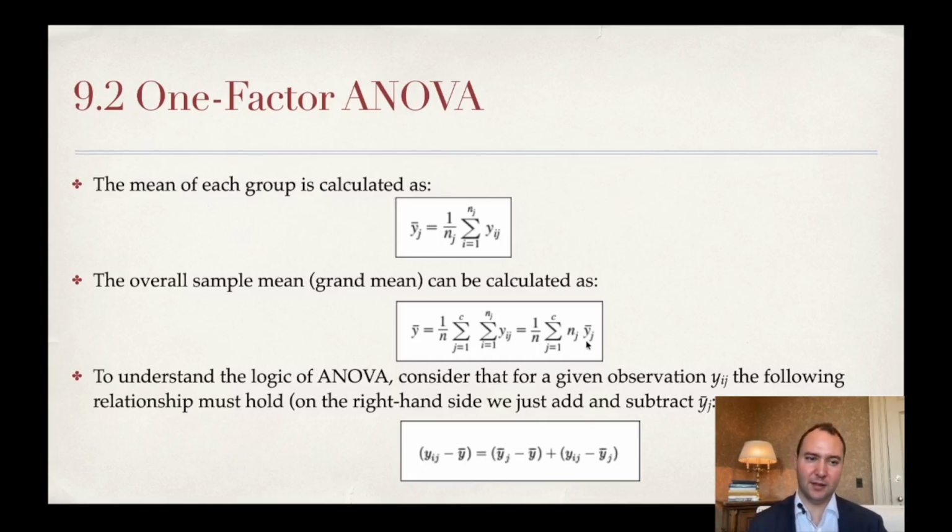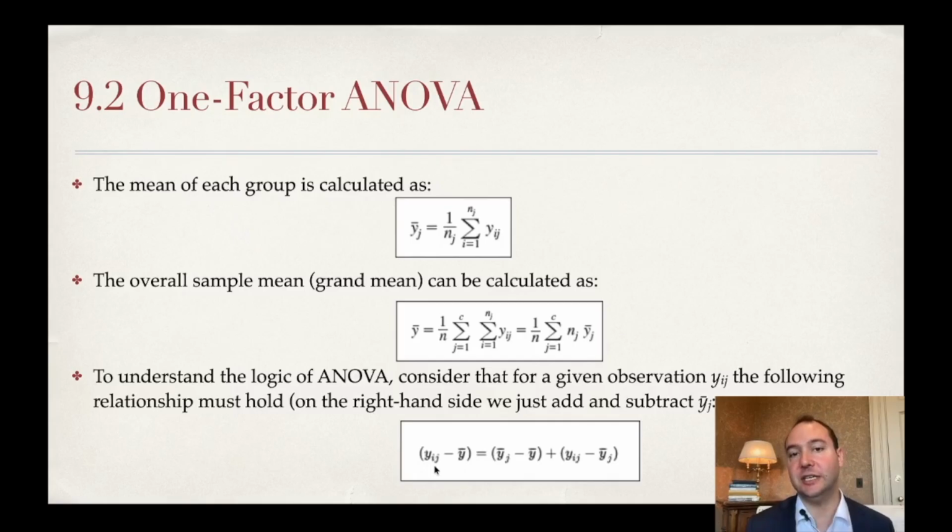So what does this tell us? This gives us the logic of ANOVA. So let's look at the bottom equation down here. Consider that for a given observation yij, yij just means some value that we're measuring y for each individual in group j. The following relationship must hold. On the right side, we just add and subtract y bar j. So what does that mean? Let's look at this equation here.